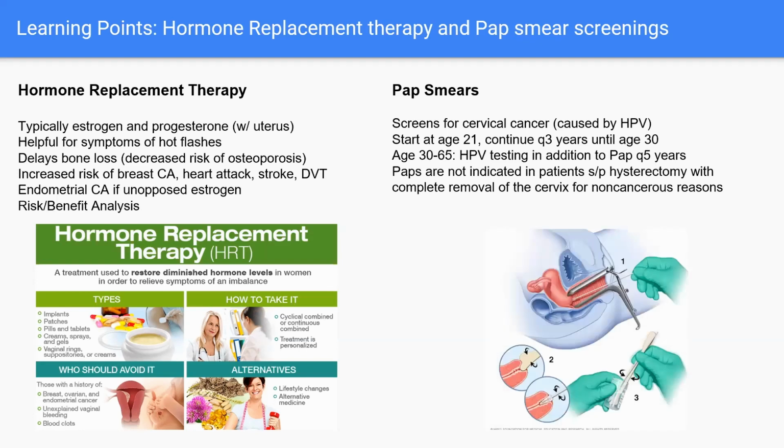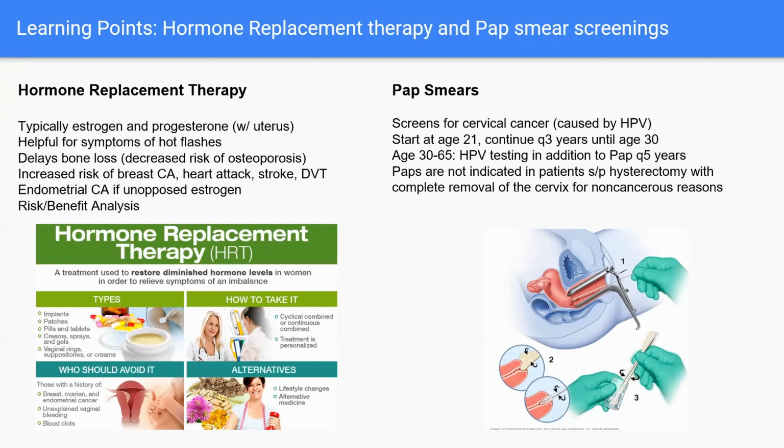So pap smears are when we go in and we scrape a little bit of a sample off of the cervix, and you're screening for cervical cancer, which is caused by human papillomavirus, or HPV. So for pap smears, it's recommended to start them at age 21. You can continue them every 3 years until age 30. From age 30 to 65, you can get them every 5 years.